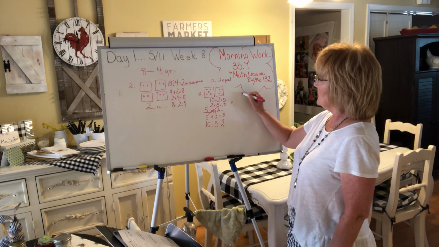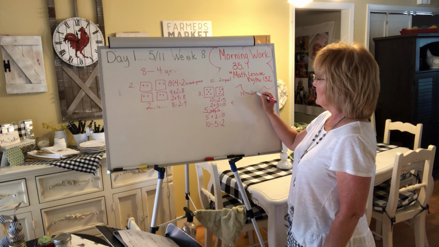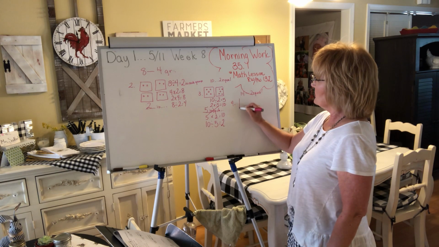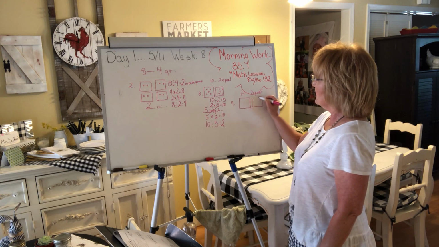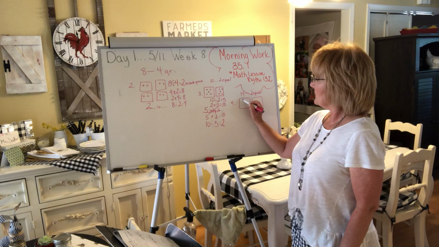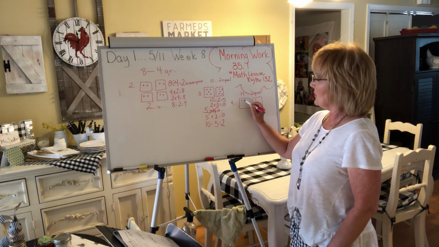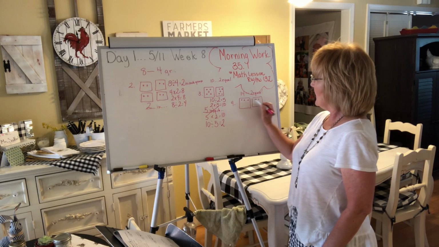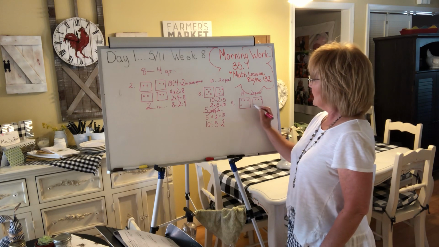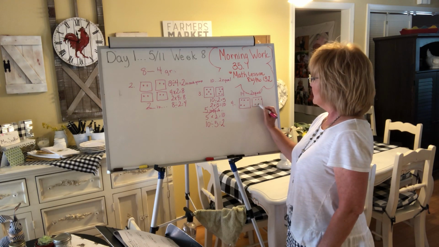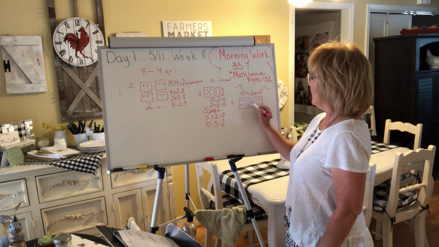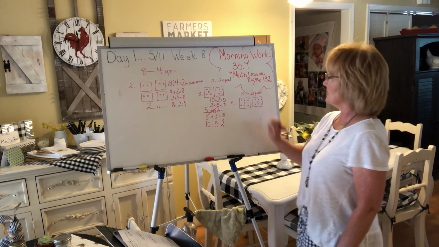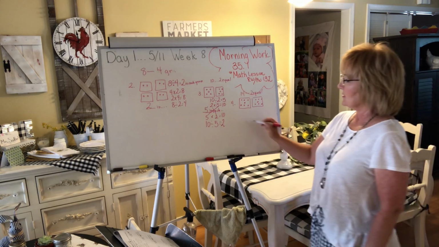Okay, I'm going to do number 4 over here because I have space. 14 into 2 equal groups, 14 into 2 equal. So draw your 2 groups. Let's divide 14 up. 1, 2, back and forth, 3, 4, 5, 6, 7, 8, 9, 10, 11, 12, 13, 14. How many are in each group?